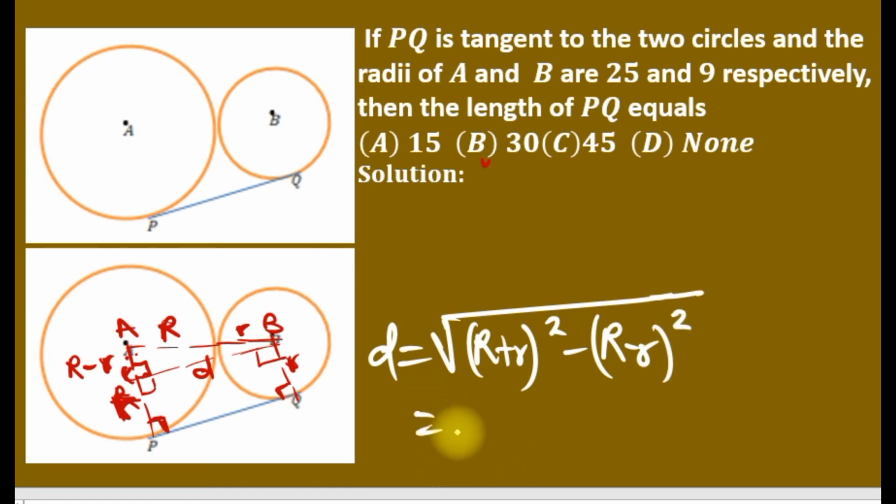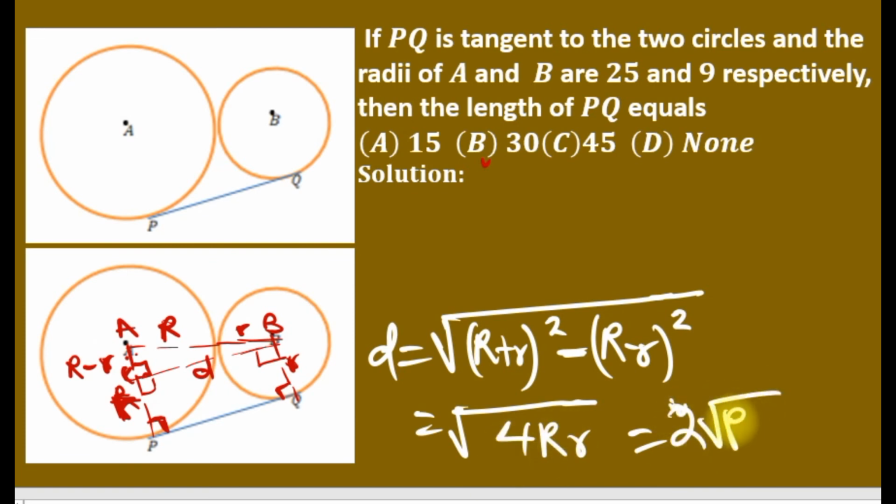And from algebraic simplification, this is R, this is r, this is plus, this is minus. So this should reduce to 4Rr. That is just a formula. So D is now the square root of 4Rr. The square root of 4 is 2, while Rr has no perfect square root. So that's the formula for the common tangent to the circles.